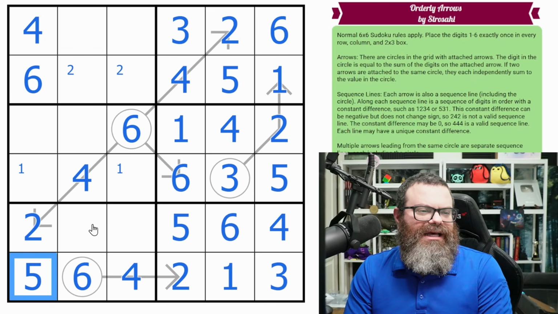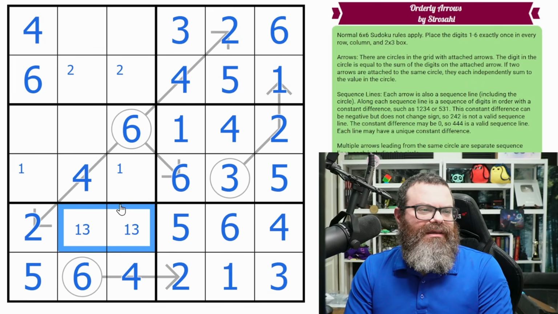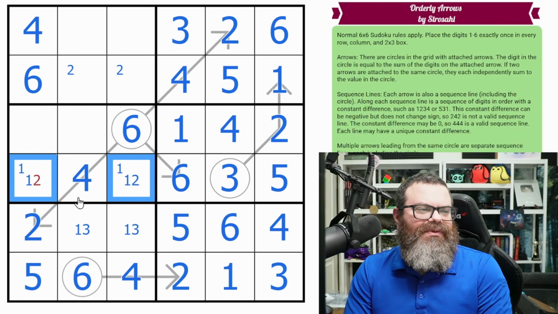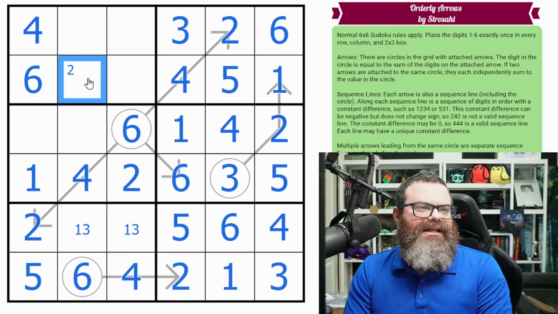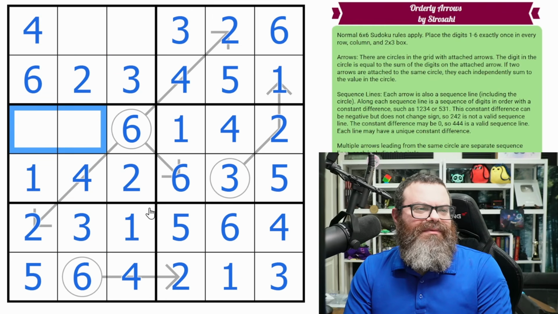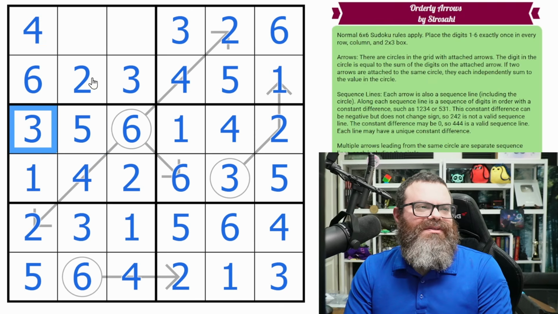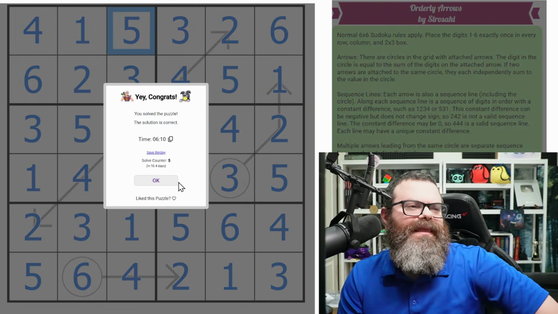So down here we get the 5. Up here we need the 1 and the 3. Up here we need the 1 and the 2. So that's 1, that's 2. That's a 2 there. This is a 3. That's 1 and 3. These two digits are 3 and 5. That's 5, that's 3. This is 1 and 5, and we're done.